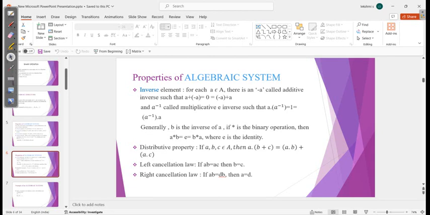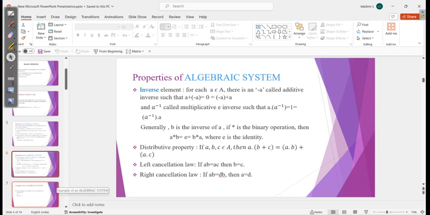In addition, the inverse of a is minus a, and for multiplication, the inverse of a is a inverse, or 1 by a. A inverse is the same as 1 by a. And the distributive properties, left cancellation law, then right cancellation. So these are the properties of algebraic system.